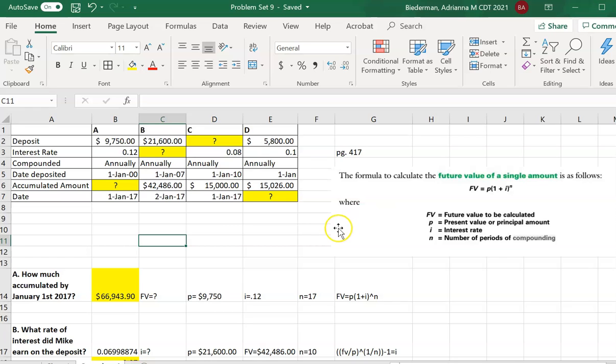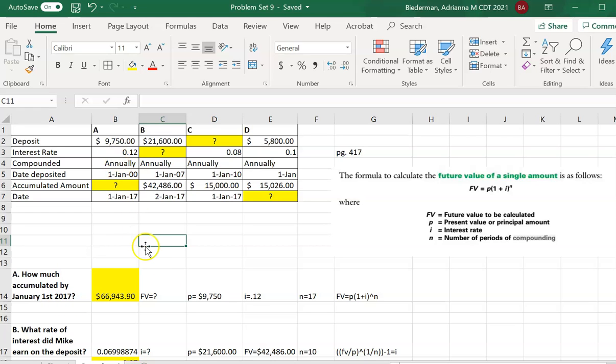So for this first subproblem A, we have an amount deposited of $9,750 at an interest rate of 12%. It's going to be compounded annually. The day it was deposited was January 1st, 2000, and what we're solving for is the accumulated amount, which you'll see below, and the date that you decided to withdraw the money is the 1st of January 2017. So if we come down here, we have how much is accumulated by January 1st, 2017.